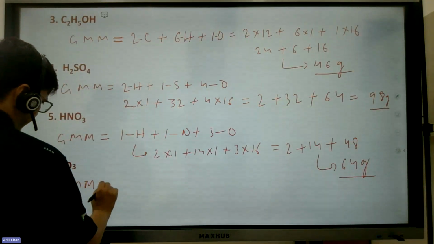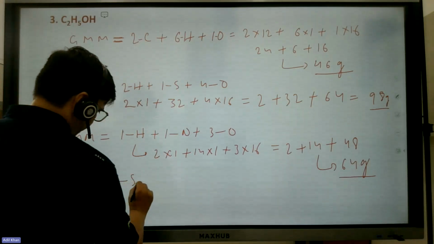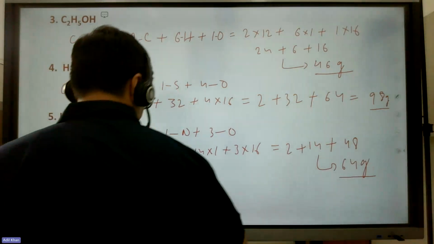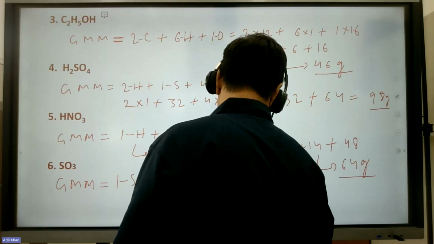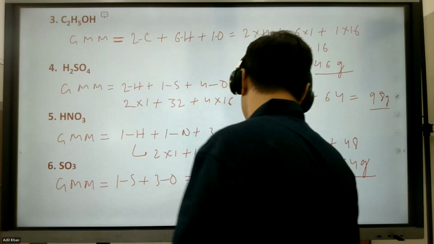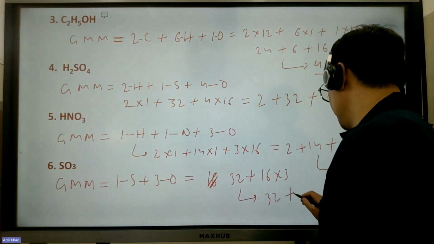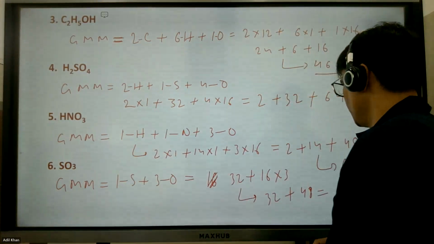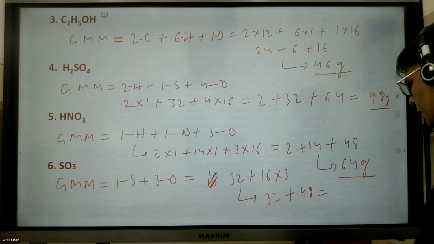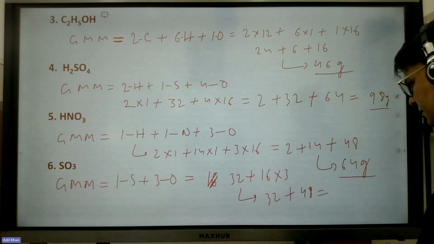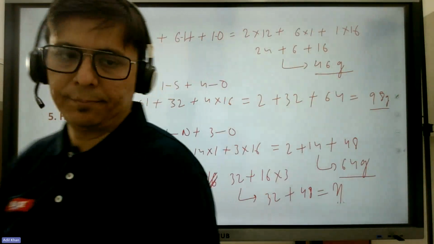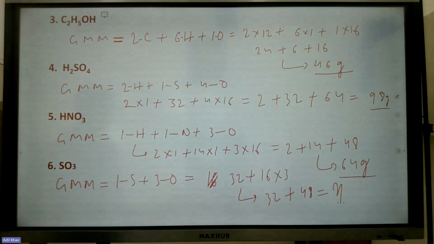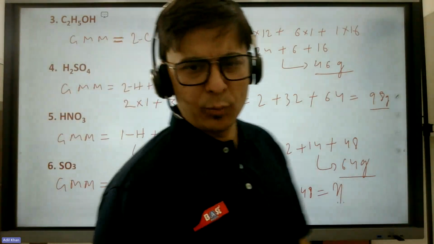Sulfur trioxide, gram molecular mass. The unit will be gram only, okay? Here, 1 sulfur, 3 oxygen. So 32 for sulfur and 16 into 3, which is 48. So 32 plus 48 is 80. How much? Find out. 80 gram. Correct.